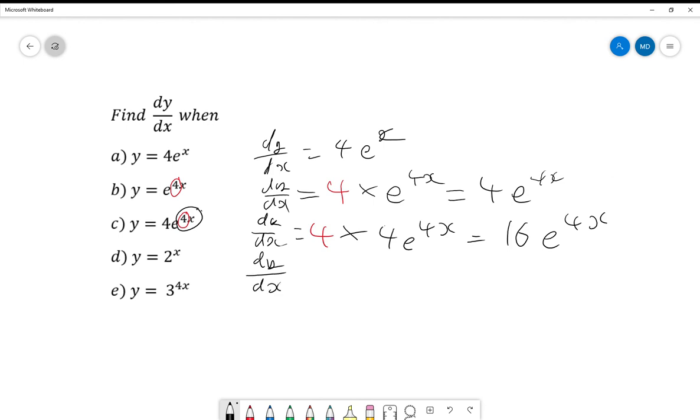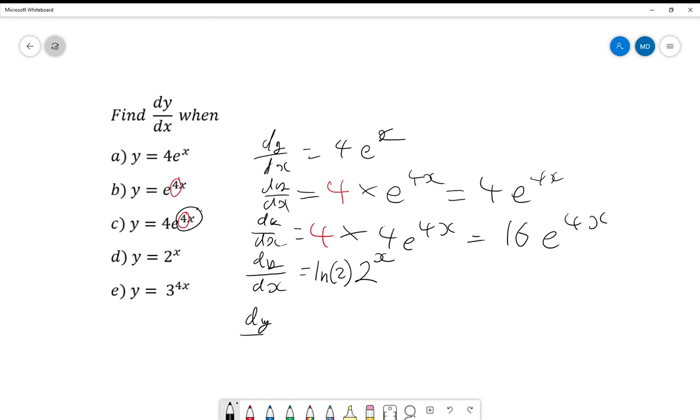Dy by dx, this is 2 to the x. So we remember that it differentiates to itself, but multiplied by some multiple here, and that multiple is our natural log of 2. And so our answer is the natural log of 2 times 2 to the x.